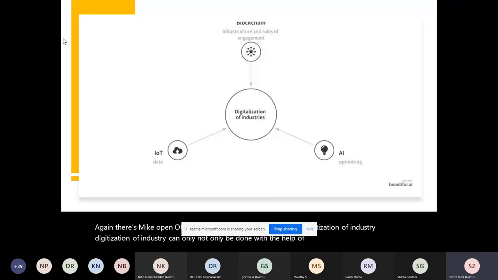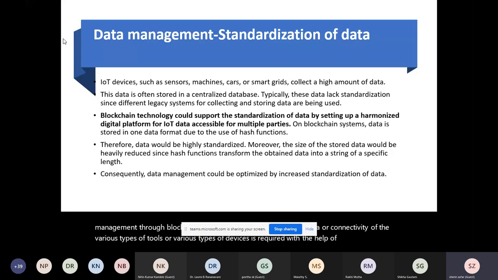Your digitization is required with all three things: optimization through AI, rules or smart contracts, and trust management through blockchain. The connectivity of the data, and of various types of tools and devices, is required with the help of IoT. So talking about IoT, data management and standardization play a very important role. So what is blockchain supporting here? Blockchain is providing that standardization of data.